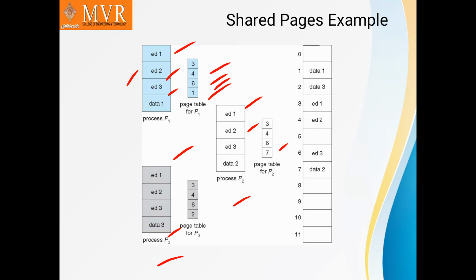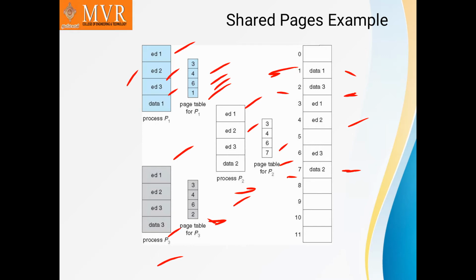Now see here how physical memory will be mapped. See this picture, this is the physical memory. Here the three processes are P1, P2 and P3. Data 1 is in page 1, so frame 1 holds data 1. Data 2 is in frame 7, so in place 7 data 2 will be filled. Data 3 is in page table entry 2, so frame 2 holds data 3.